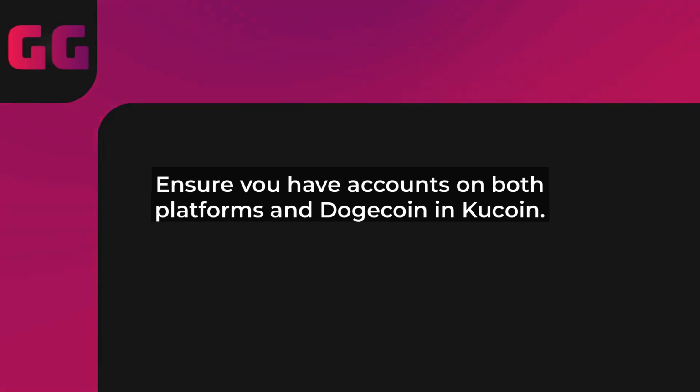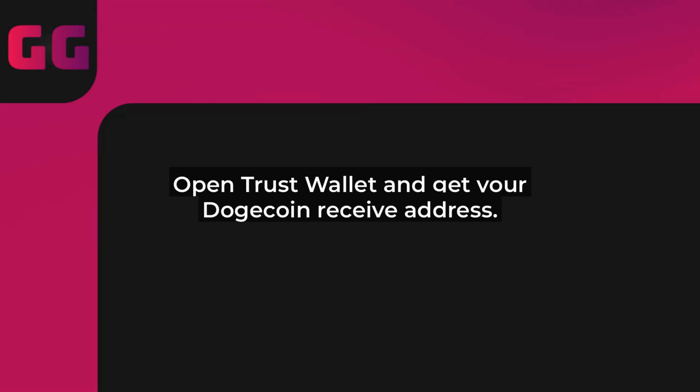Let's get started. First things first. Make sure you have both a KuCoin account with Dogecoin in it and Trust Wallet installed on your device. If you haven't already, open Trust Wallet and ensure Dogecoin is added to your wallet. It's usually under the search function. Just type Dogecoin and add it if needed.